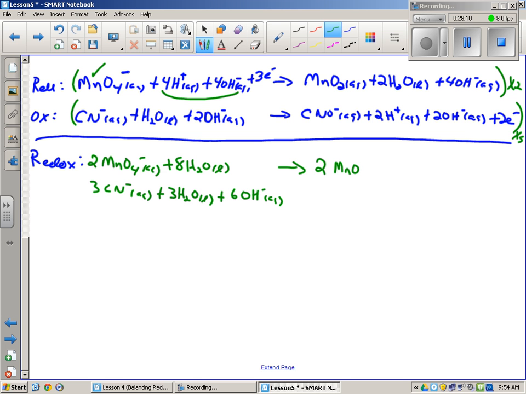2 MnO2s, 4 waters, 8 hydroxides, 3 times CNO minus. Oops. Let's try that again. 3 CNO minus. 2 H pluses and 2 hydroxides gives me 2 waters, times 3 is 6 waters. Okay? So, I've got left side versus right side.